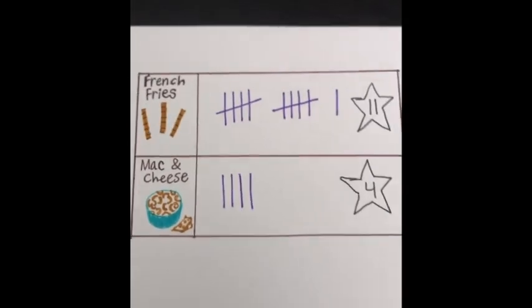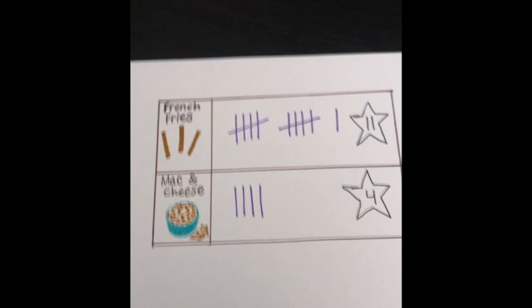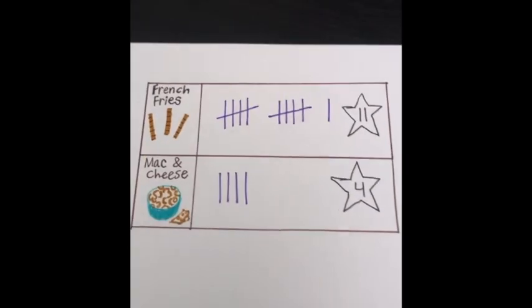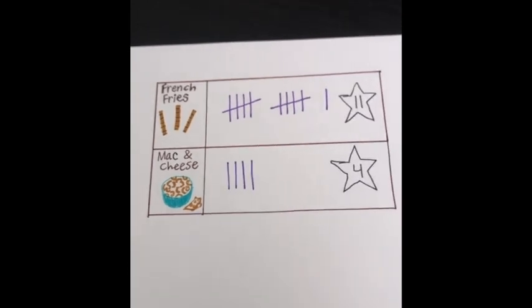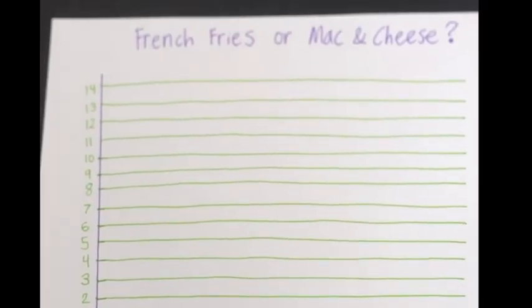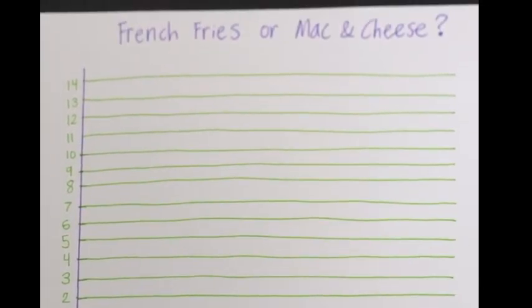As you know, we have 14 kids in our class, but Ms. V also voted and I voted for french fries. So we have 15 people who voted in our classroom poll. I'm gonna flip my paper over, and on the back I created a bar graph. I haven't made my bars yet, but this is what it's going to look like.